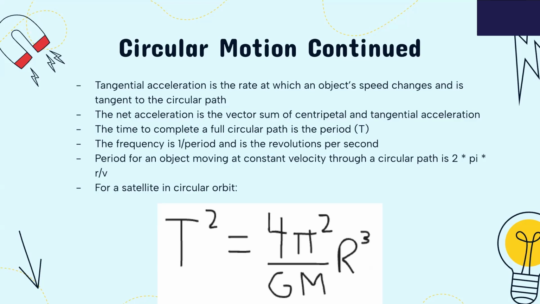And for a satellite in a circular orbit, T squared, the period squared, is equal to 4 pi squared r cubed over big G times the mass of the planet, big M.